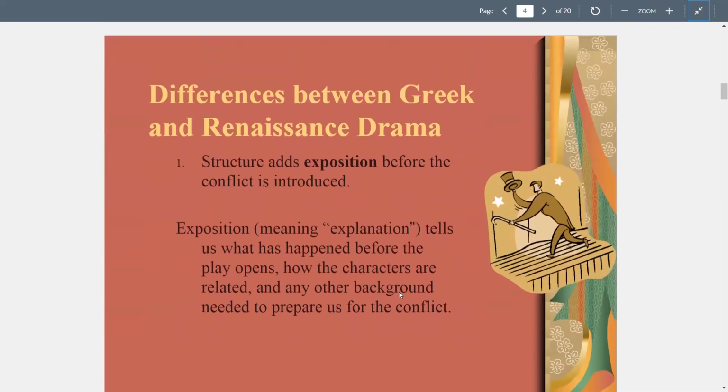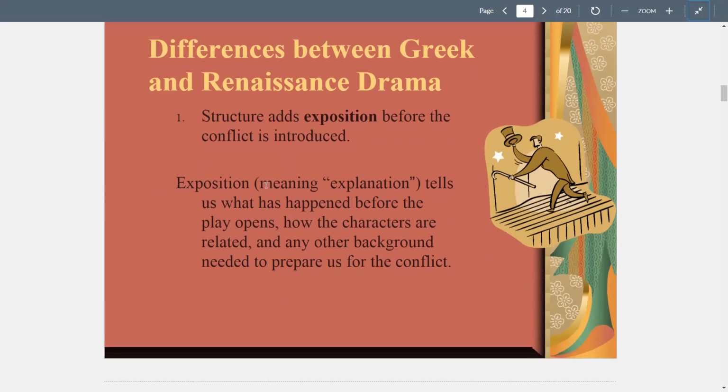Some differences between Greek and Renaissance drama, the first being that the structure adds exposition before the conflict is introduced. So instead of just, here's a conflict, they'll start with, no, here's how the characters are related to each other. And exposition just means that it tells us what happened before the play opens, how the characters are related, and any other background needed to prepare us for the conflict.